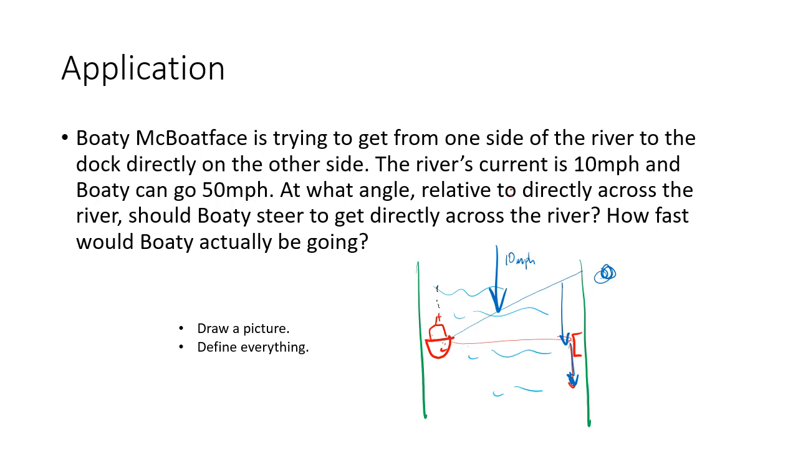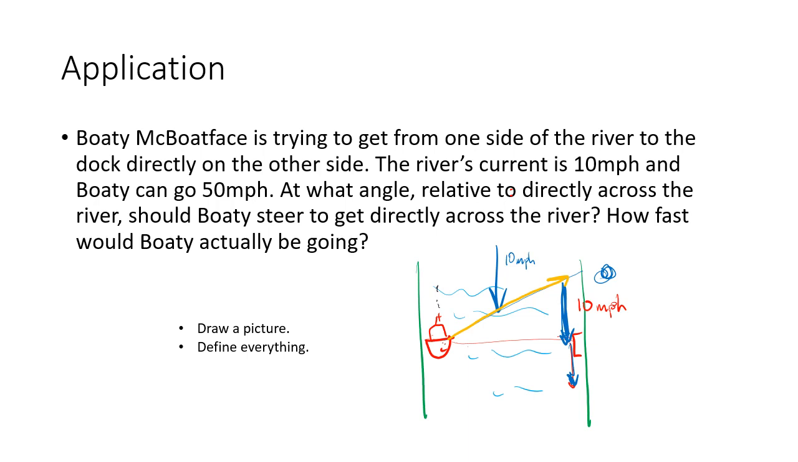So let's formalize that. We want Bodie's actual velocity vector to be set so that the river then will come and push us down to where we want to go. And so you can see that there's a right triangle here. We're dealing with this right triangle, and we know the magnitude of this opposite side is 10. It's 10 miles per hour, like south, right?